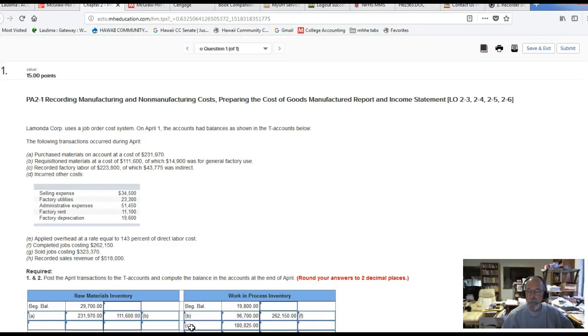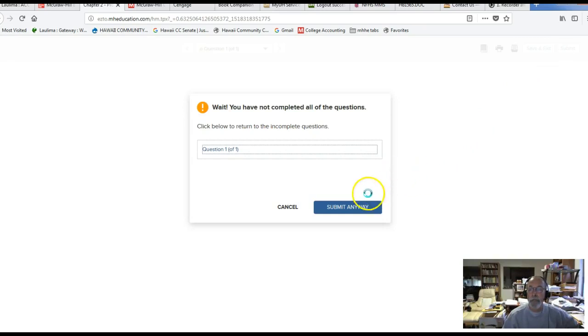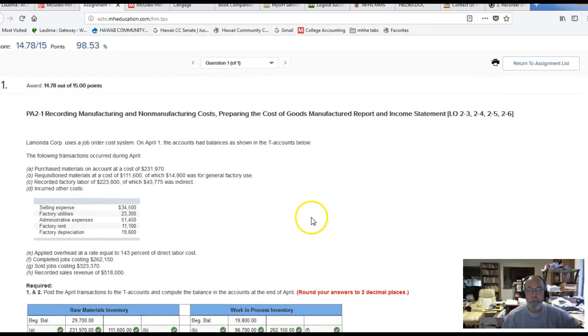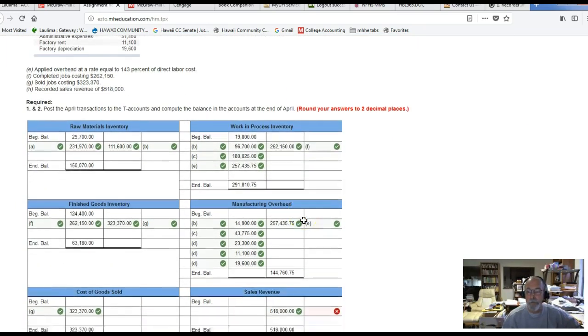Okay, so I'm back. I checked it out, and I can't see why this problem is showing as incomplete. As far as I know, it's complete, and I'm going to submit it. It's probably going to dock me a point or two, but it's pretty complete as far as I can tell. So I'm going to press submit. And it's showing something incomplete, and I'm going to say submit anyway. And I got 14.78 out of 15. So let's see if this is going to show me.